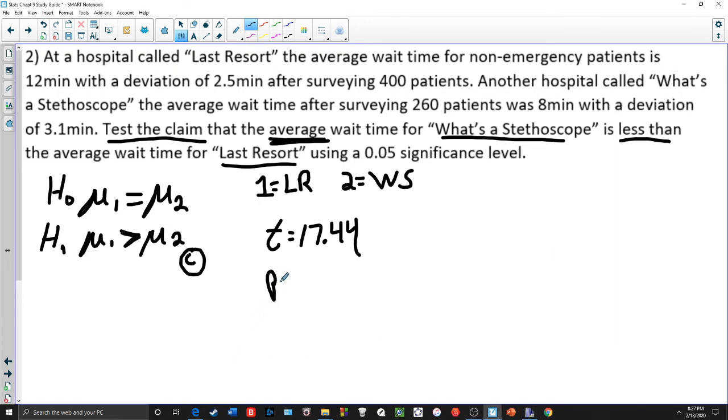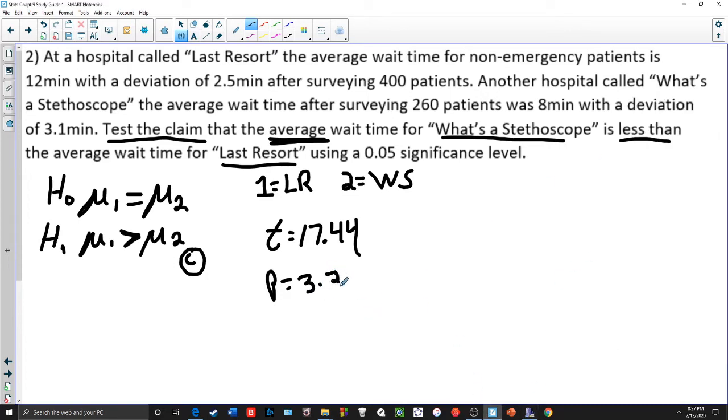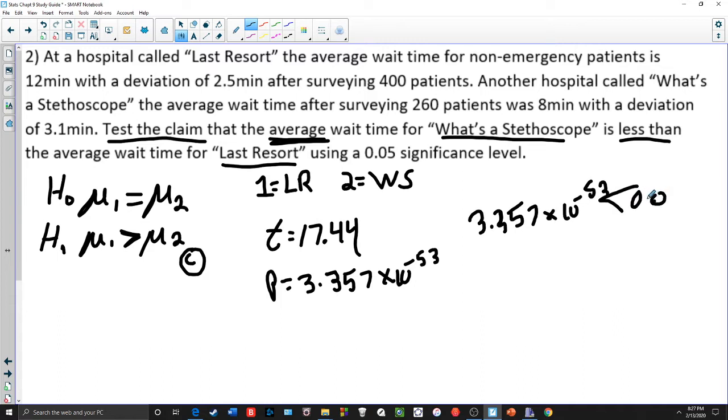So p is equal to 3 point, let me write that down again, 357 times 10 to the negative 53. So this is a very, very, very small number because it's times 10 to the negative 53. So when I compare this to my alpha, 3.357 times 10 to the negative 53, that's going to be a lot smaller than 0.05.